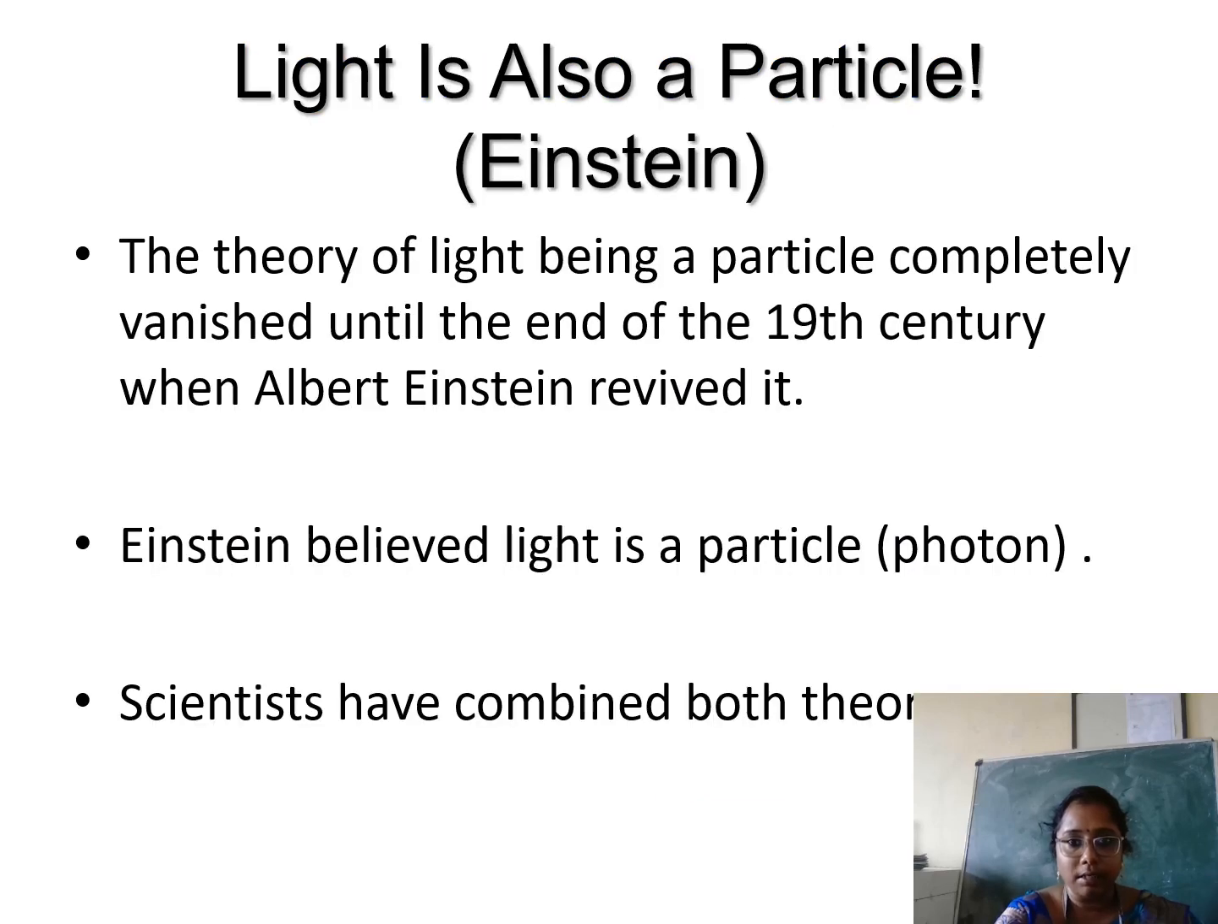So light is also a particle, as proposed by Einstein. The theory of light being a particle completely vanished until the end of the 19th century, when Albert Einstein revived it. Einstein believed light is a particle. So scientists have combined both theories.